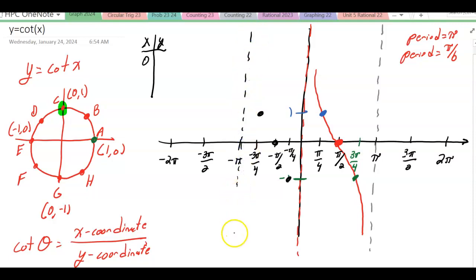So then you will have an asymptote at negative pi, and you could see the pattern here that the cotangent graph is simply repeated.